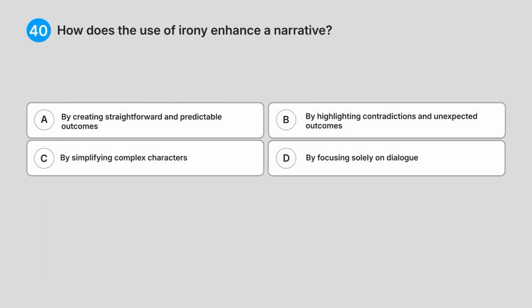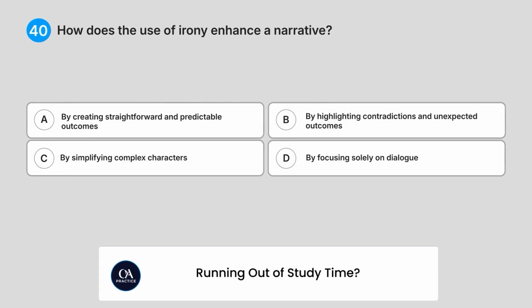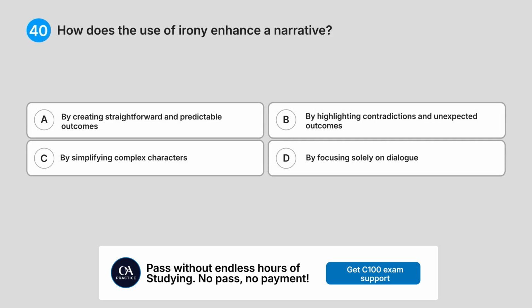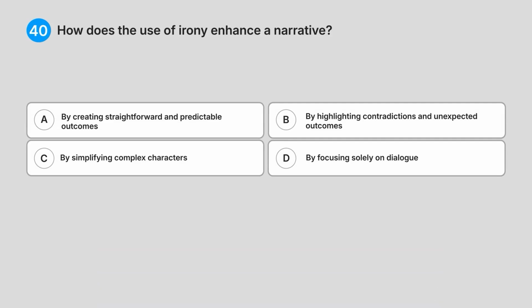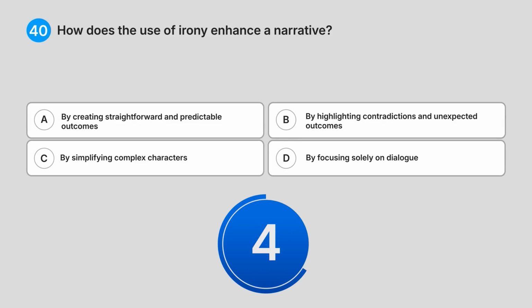40. How does the use of irony enhance a narrative? A. By creating straightforward and predictable outcomes. B. By highlighting contradictions and unexpected outcomes. C. By simplifying complex characters. D. By focusing solely on dialogue. What do you think is the answer?